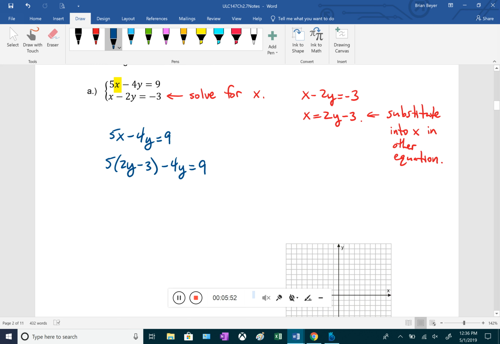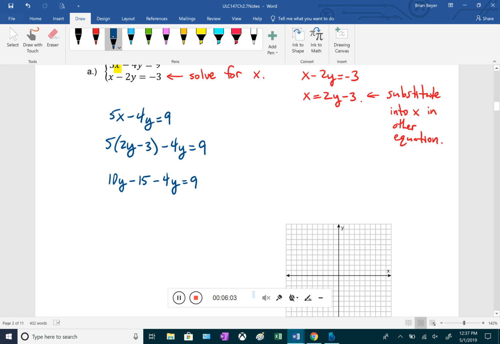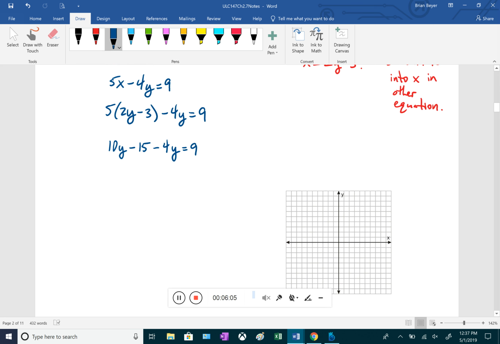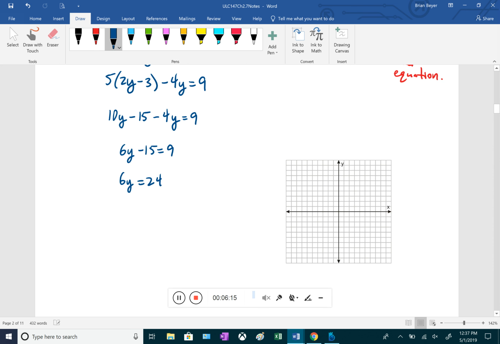So we have to distribute the 5. So we're going to get 10y minus 15 minus 4y equals 9. And combine like terms on the left, we get 6y minus 15 equals 9. Add 15 to both sides, 6y equals 24. Divide both sides by 6, we get y equals 4. Okay, so that is one of our answers here.